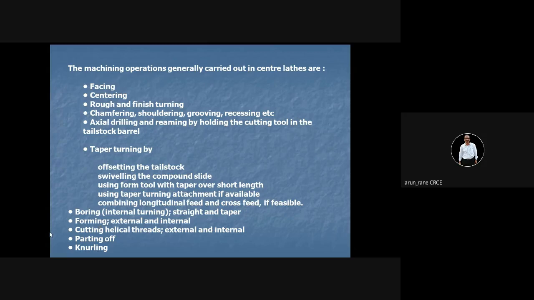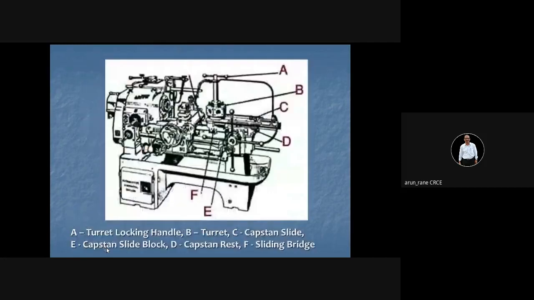Please do not confuse. If somebody asks for forming processes, then you have to answer: rolling, powder metallurgy, casting, etc., which give form or shape to the product. Whereas here, forming means a type of operation which is performed on a lathe machine. Then thread cutting, external as well as internal, parting off and knurling. Most of these operations you have seen, isn't it? I have shown you the video.